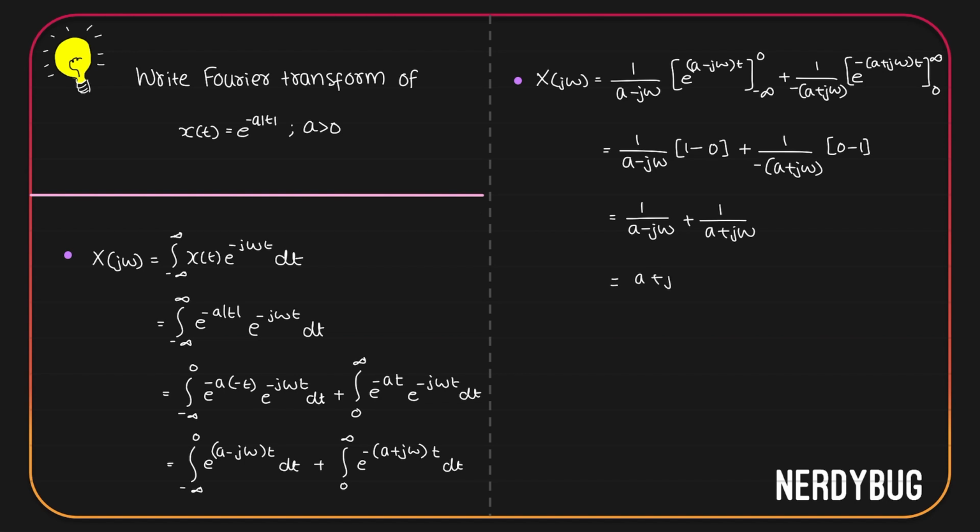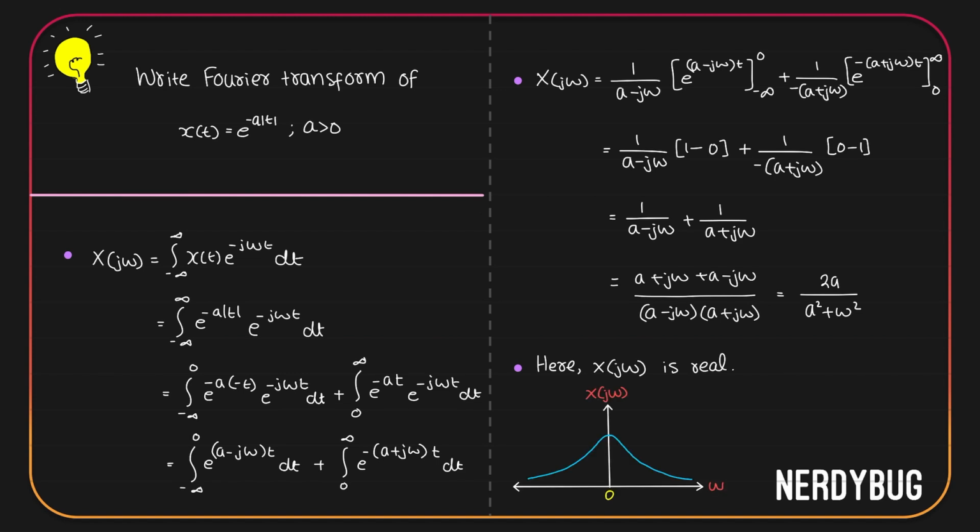Adding them, we get a plus j omega plus a minus j omega divided by a minus j omega multiplied by a plus j omega. On the numerator, plus j omega and minus j omega get cancelled. We get 2a divided by a minus j omega into a plus j omega, which becomes a square plus omega square. We can see that this is actually a real function. There is no j in it. So here X of j omega is real, and therefore we only have to plot the magnitude of it. And if we do that, it will look like this.